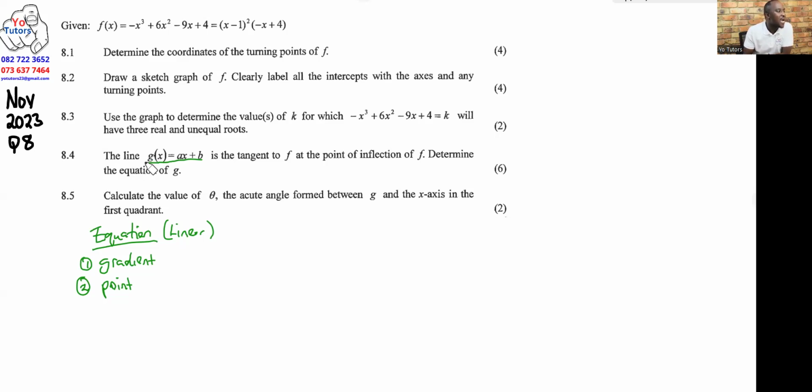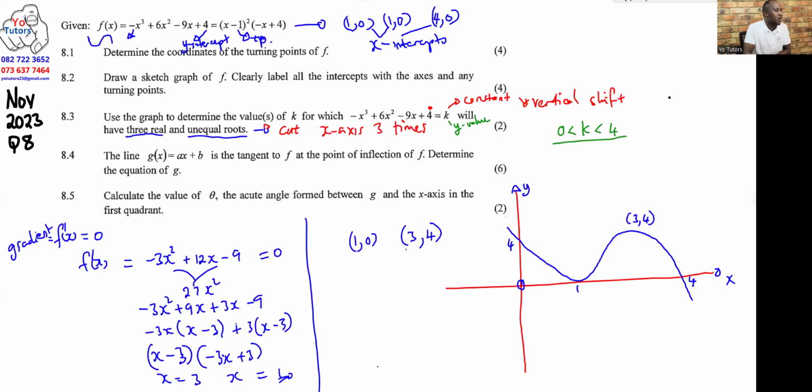So let's see. The line g of x equals ax plus b is a tangent to f at a point of inflection. So it means that we can get the point. How do we get the point? We know that it is a point of inflection, and at the point of inflection, the second derivative is equal to 0. I want to remind you, don't forget, there's another way of finding the x value of your point of inflection, which if you know about it, is a good thing. So let's just start with the first one, the common one. First derivative, we got it, we have the first derivative here.